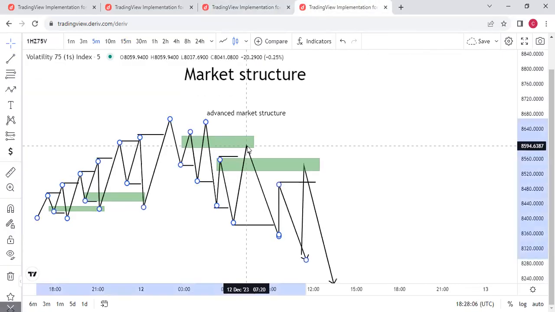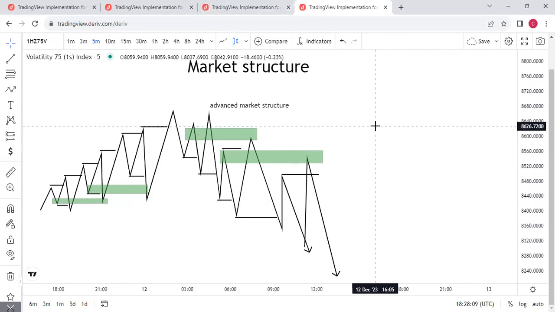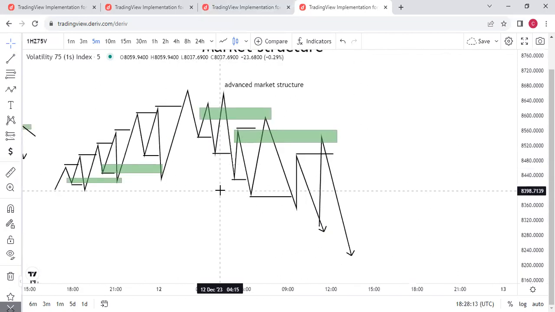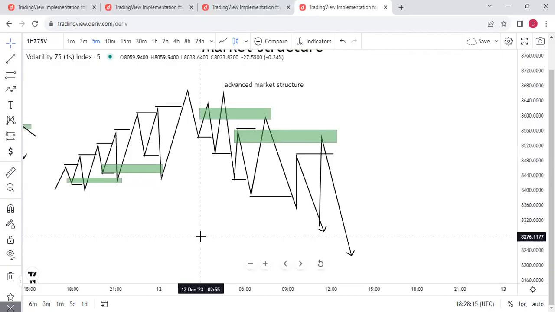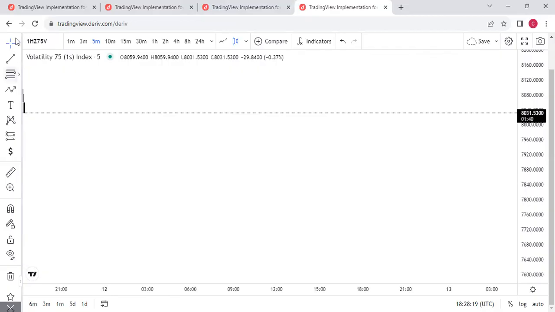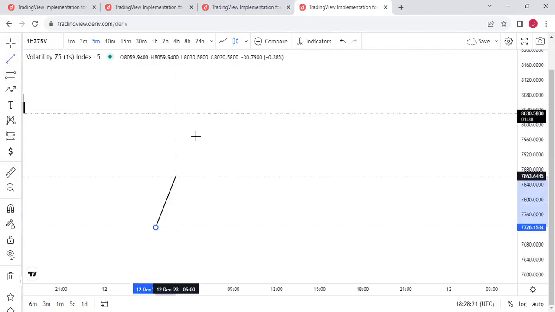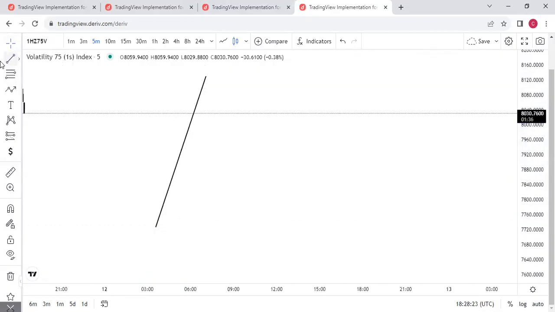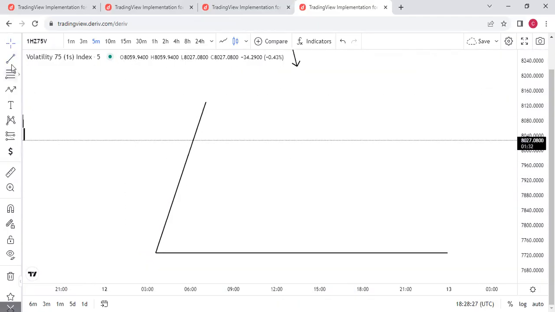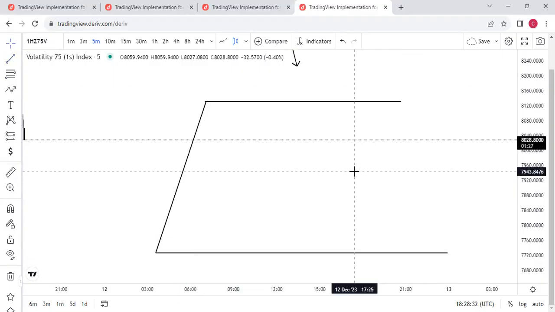Okay, so now we know that market moves from one point to the other, right? Market moves from point A to point B to point C, right? And what would we call that movement? We call that movement a swing structure. When price moves from here, point A, to point C, we call that a swing structure.